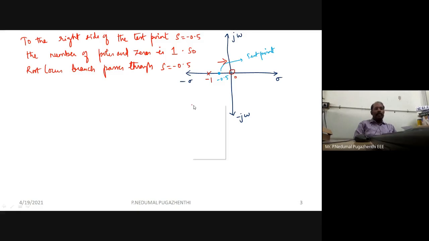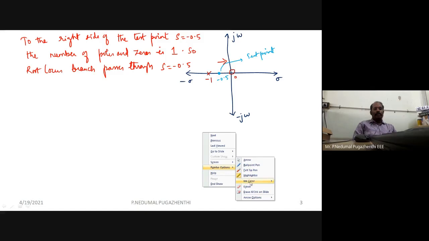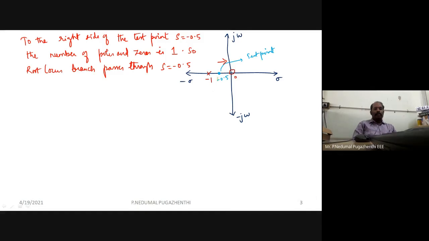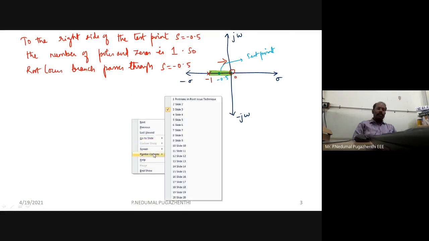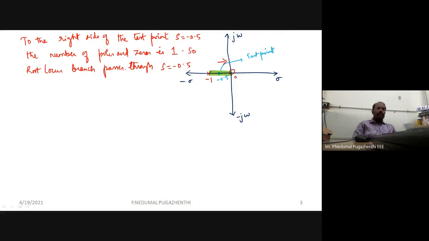So what I can conclude is that there is an existence of root locus in this particular area, from 0 to minus 1. Because if you choose another test point after minus 1, then to the right side of that you will get one pole and one zero, which is 2, an even number. So you will not have a root locus branch after minus 1.